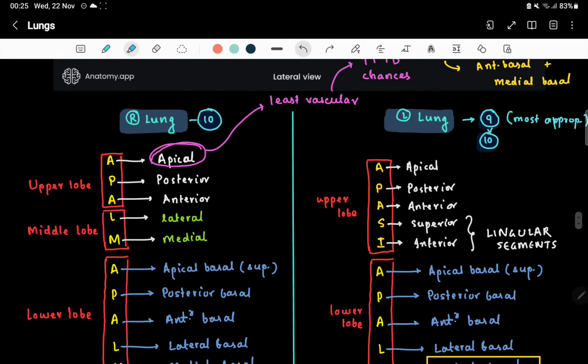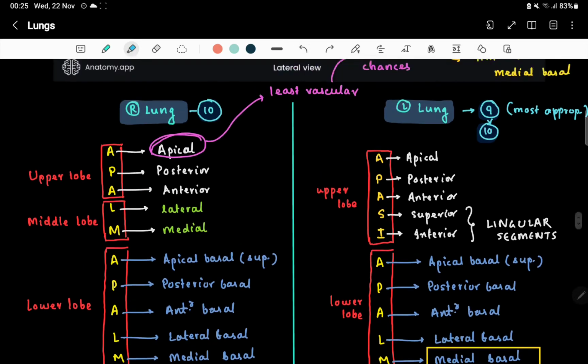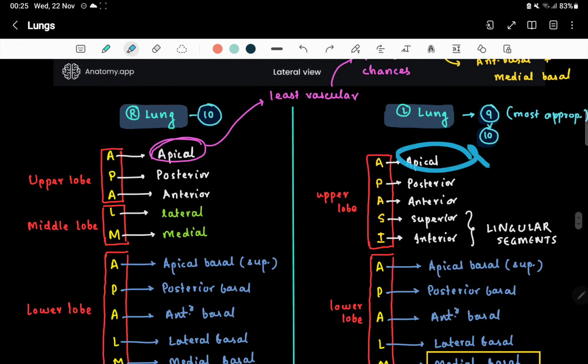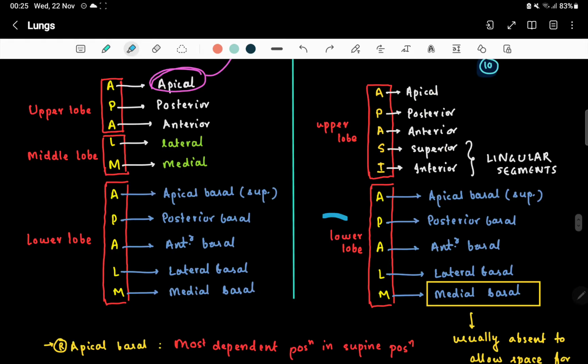Let's discuss the left lung. The left lung upper lobe has upper segments, and the lower lobe as usual is APALM. For the upper segments, just remember apical, P is for posterior, A is for anterior, S is for superior, I is for inferior. The superior segment and the inferior segment combinedly are called the lingular segment.